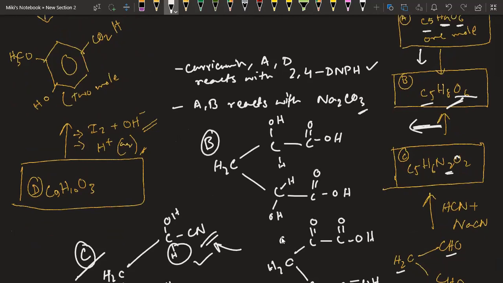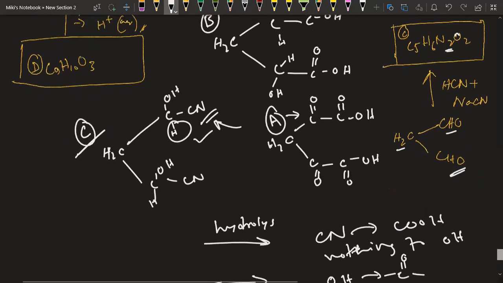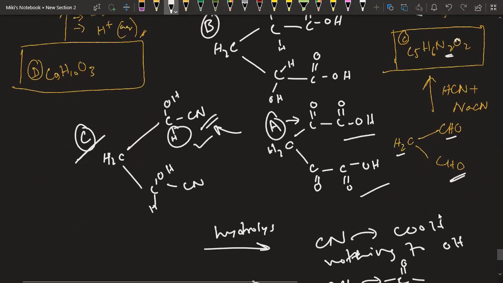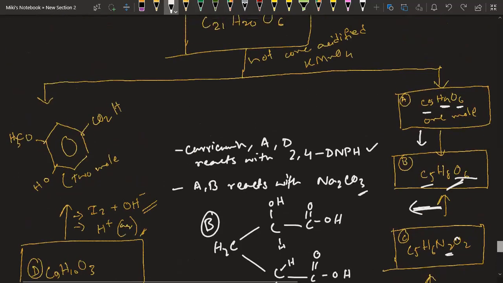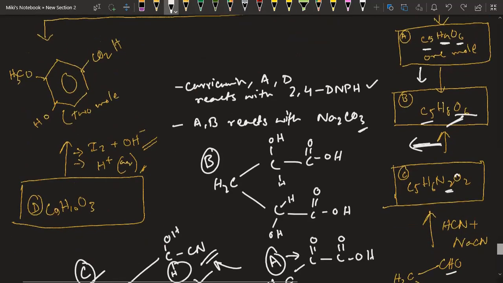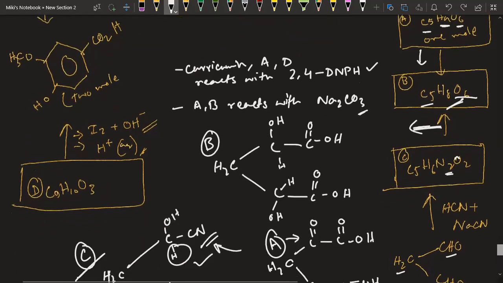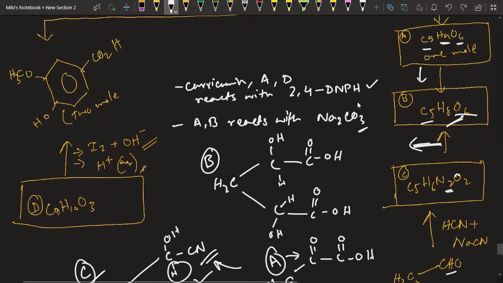Also, it says this molecule A should react with sodium carbonate. That means what? It must be acidic. See, we have a carboxylic acid group here. At least actually 2 carboxylic acid groups. That means this actually satisfies our information requirements. Now, what are we left with? We are left with compound D. They said D must also contain an aldehyde because it should react with 2,4-DNPH.